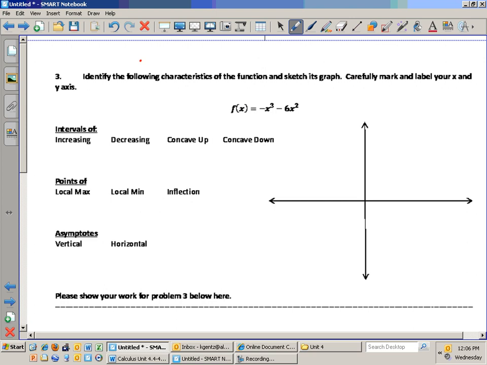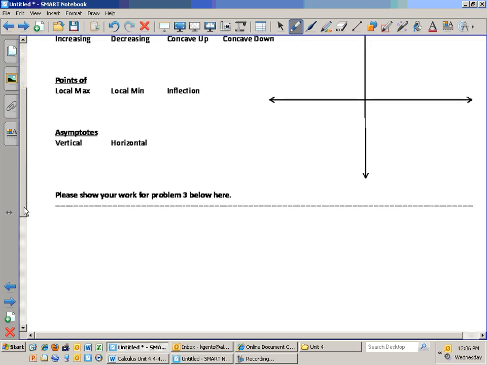Identify the following characteristics. I left some things out here. Oh, you should add this. You should add this.